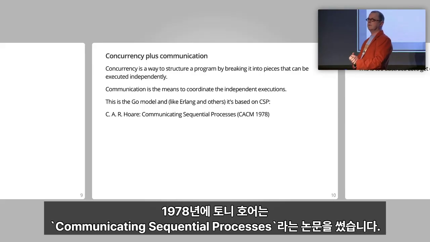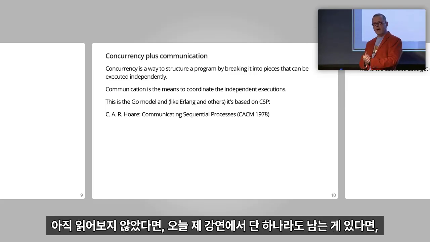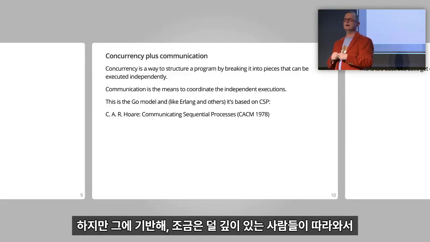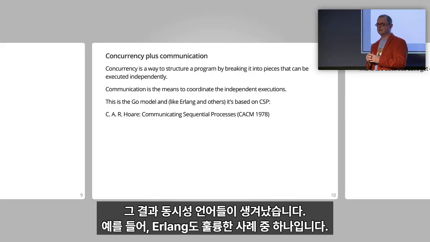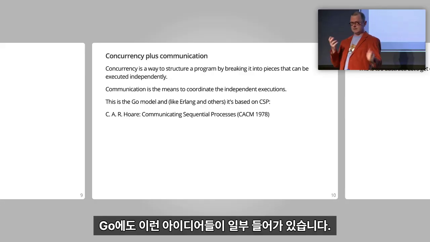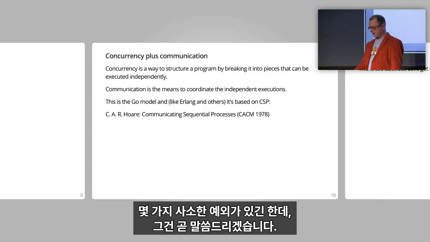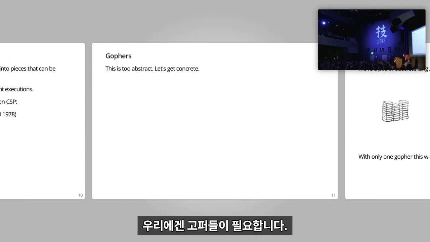Tony Hoare in 1978 wrote a paper called Communicating Sequential Processes, which is truly one of the greatest papers in computer science. If you haven't read it, and if anything out of this talk sinks in, it's that you should go home and read that paper. It's absolutely amazing. Based on that, a lot of people with lesser minds have followed and built tools to use his ideas in concurrent languages, like Erlang, which is another great one. Go has some of these ideas in it. But the key points are all in that original paper, with a couple of minor exceptions, which I'll come to. But look, this is all way too abstract. We need gophers.